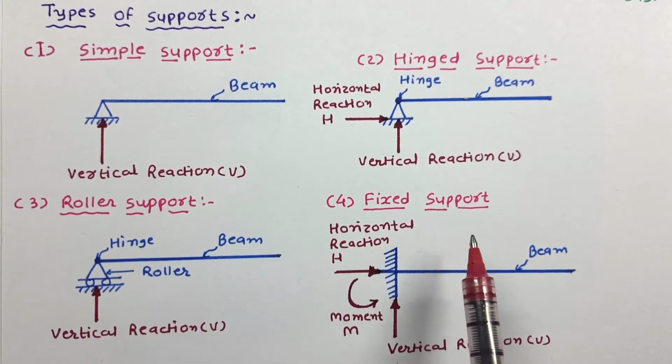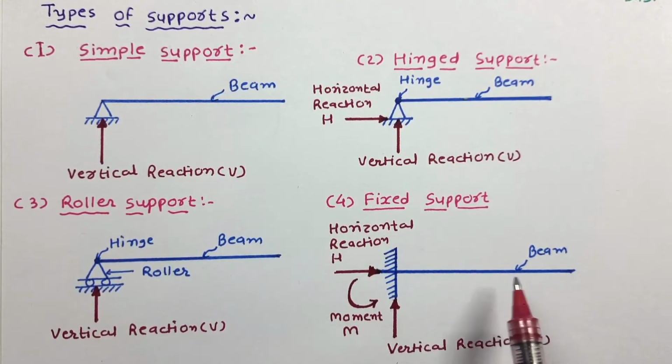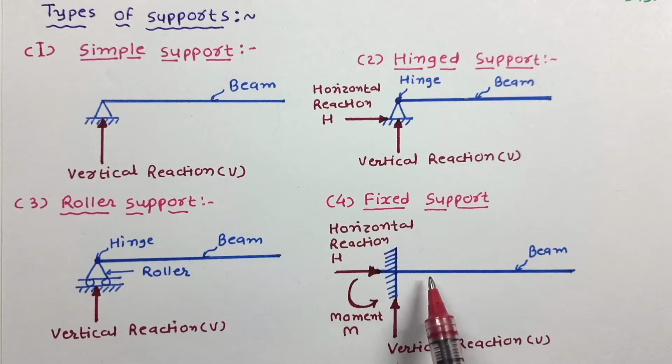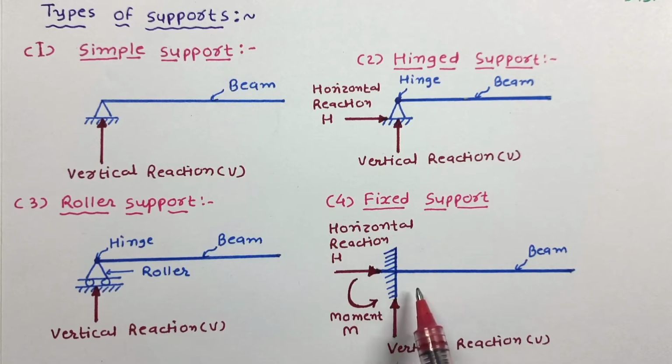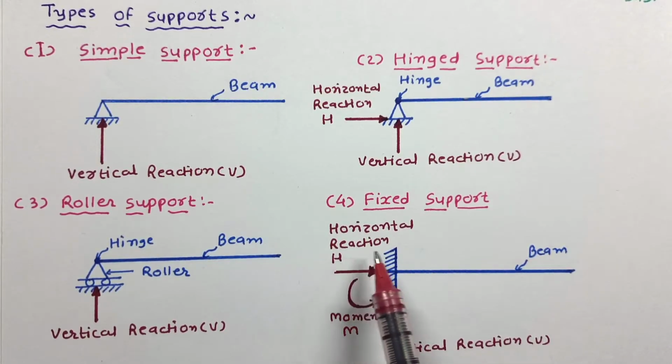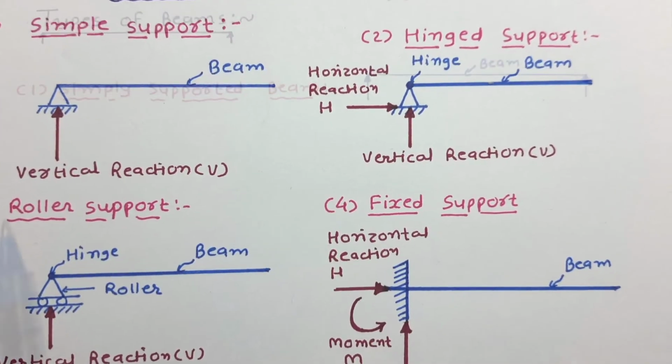This is a fixed support. In fixed support, the beam is completely fixed. The beam is rigidly connected to the support. Here, all kinds of movement like horizontal movement, vertical movement and rotation are restrained. So, in fixed support, all three reactions, that is horizontal reaction, vertical reaction and moment will be induced.